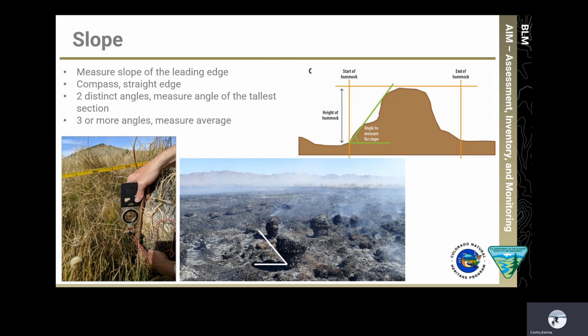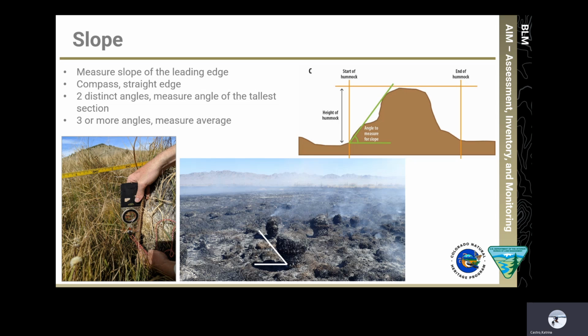After determining the height of the feature, measure the slope of the leading edge. Place a straight edge or ruler against the leading edge of the hummock, from the base of the hummock to the top of the hummock, in line with the transect tape. Place the compass against the straight edge of the ruler and record the slope.